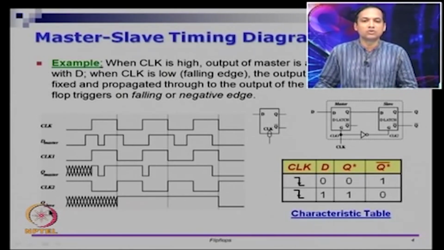Let us see what happens to Q slave with respect to Q master. Now when is this latch going to be on? Whenever CLK2 is on, right. So let us go and look at when CLK2 is on. CLK2 is on at this point of time, so it is on here. Whatever is in Q, you copy to D, right. So CLK2 is on here, and at this point Q master is 1.